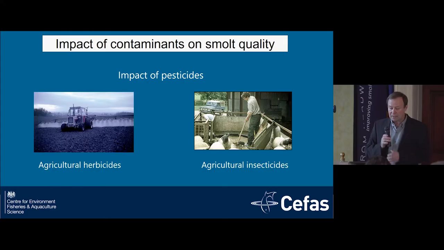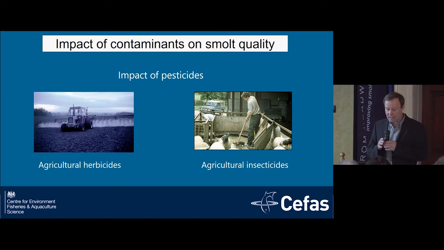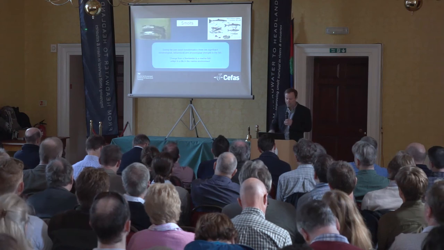And in particular, I want to talk about the impacts of freshwater contaminants on smolt quality, and exposure to contaminants on the ability of salmon smolts to survive when they move into the marine environment. And we've done a lot of work on the impact of pesticides, both agricultural herbicides and agricultural insecticides. And we've dealt, as I've said, mainly with the smolts.